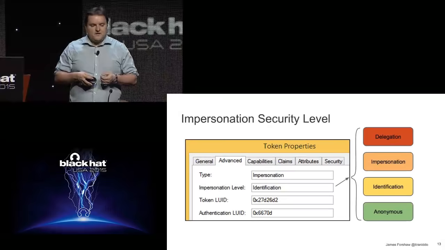So now let's actually go into examples of vulnerabilities I've found or other people have found. If you can find these types of bugs, you can actually exploit them using this fake ID, this identification token trick.